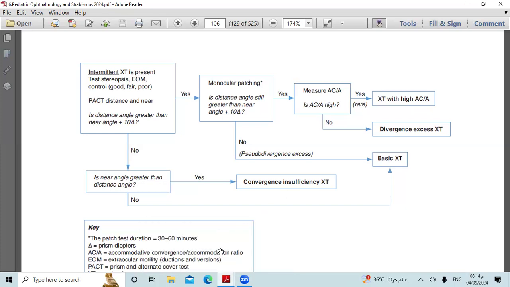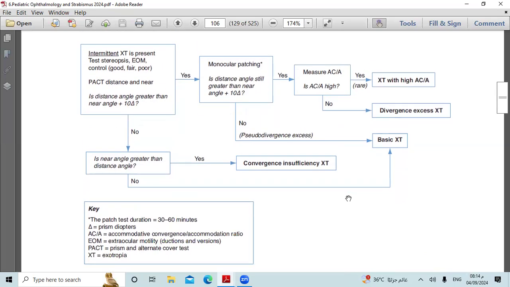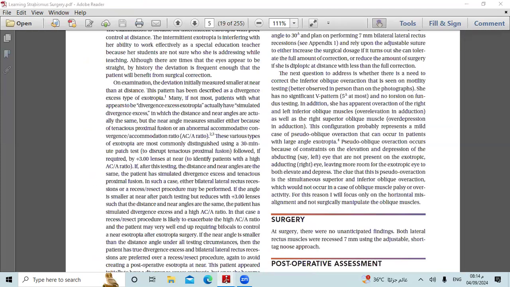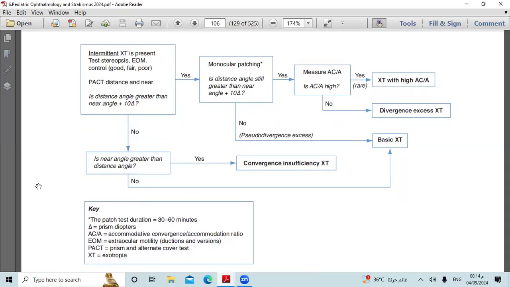Regarding the percentage of these types of intermittent exotropia, more than 90% of patients are mostly basic or pseudo divergence excess. Rarely we see the other types, like convergence insufficiency or true divergence excess. And also for me, until now, I haven't seen anyone with exotropia with high ACA ratio.